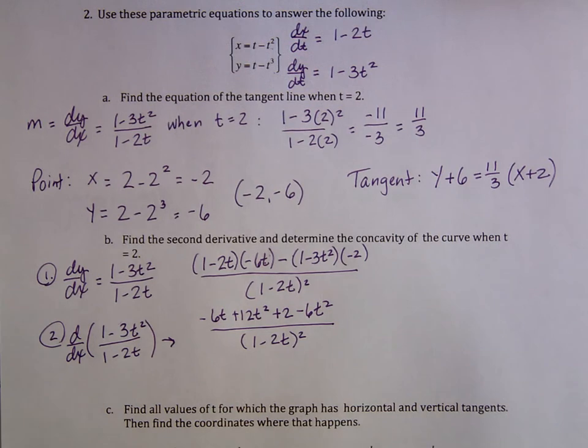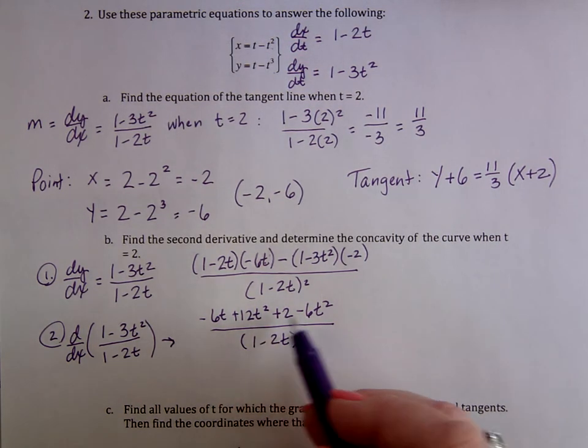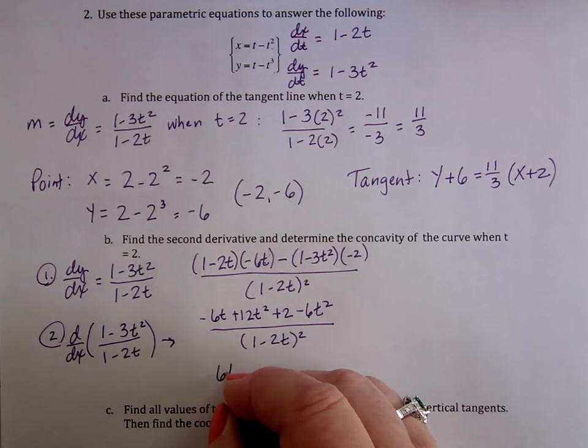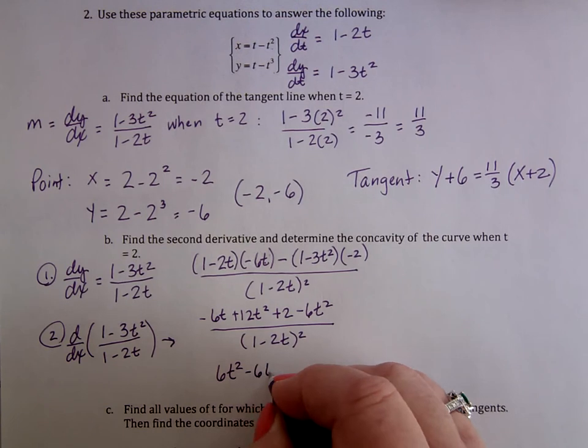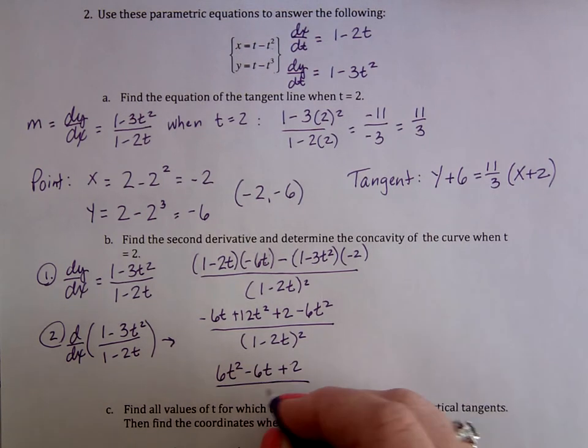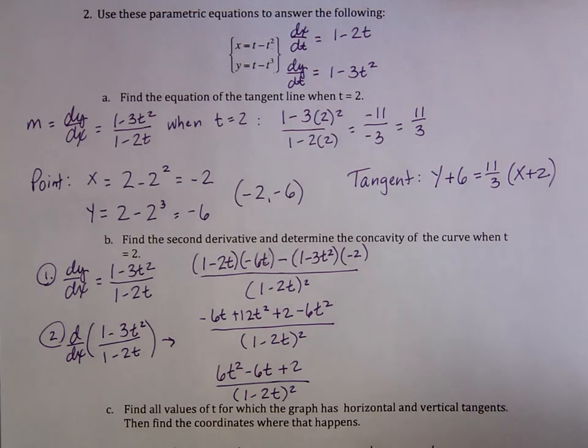Can I make it any prettier? And I can. So here I go. I have 12t squared minus 6t squared is a 6t squared. I have negative 6t plus 2 all over 1 minus 2t quantity squared. There you go for step 2.